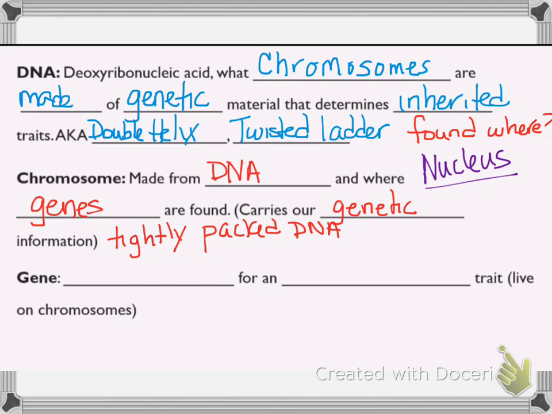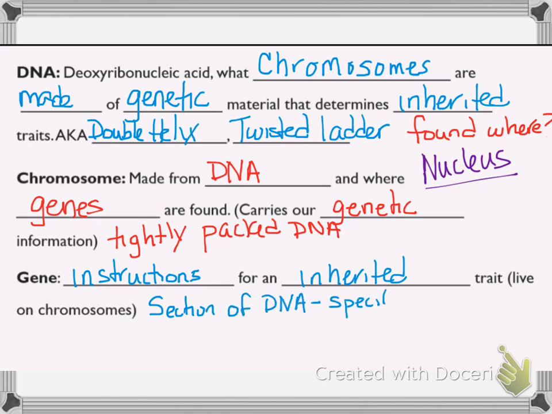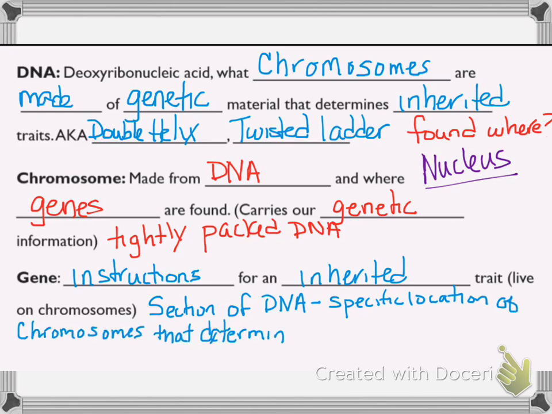Okay, on to our genes. So genes are instructions for an inherited trait, and those live on the chromosomes. Okay, I'll show you an illustration here in a minute. I think I forgot a term, so you're going to have to squeeze this word in somewhere. So genes live on sections of DNA at a specific location of the chromosome that determine our inherited traits. That's basically just what I said above in different words.